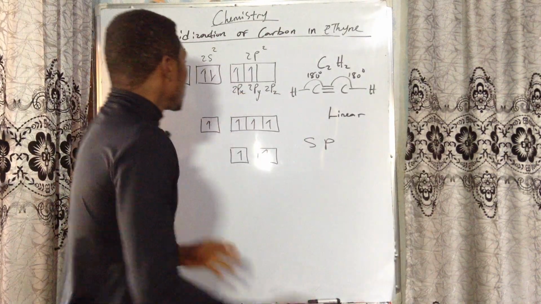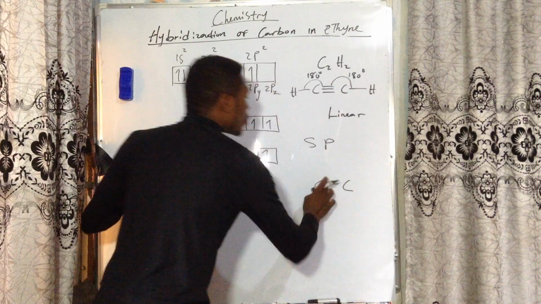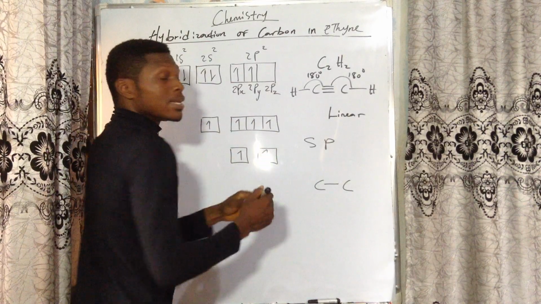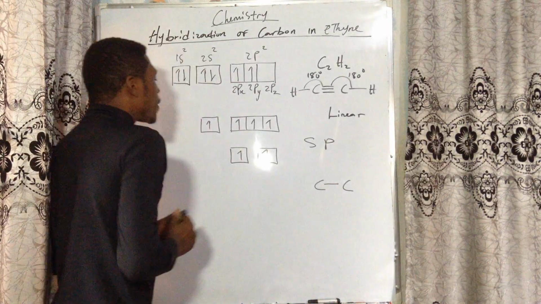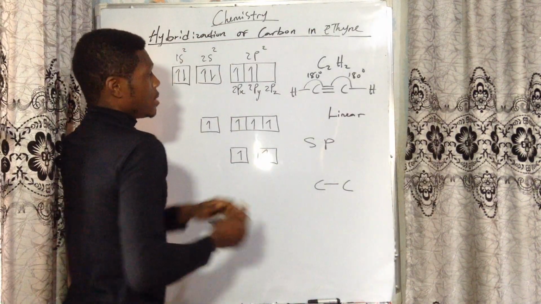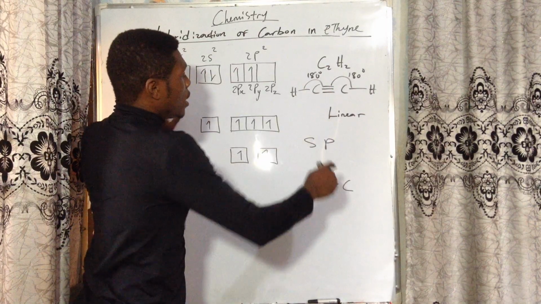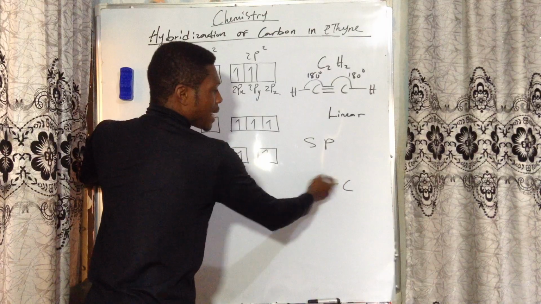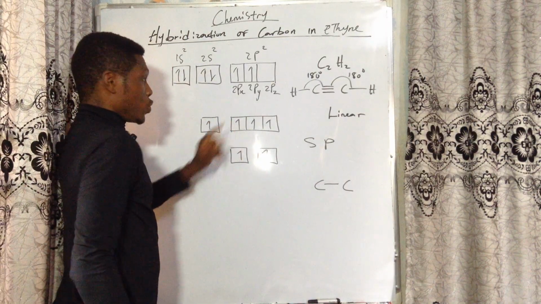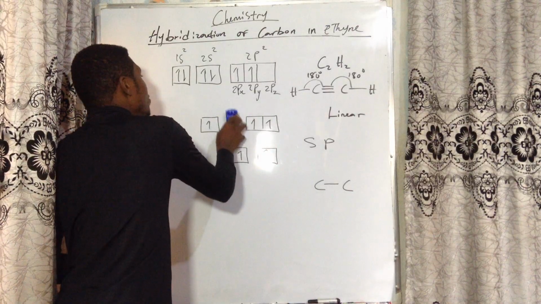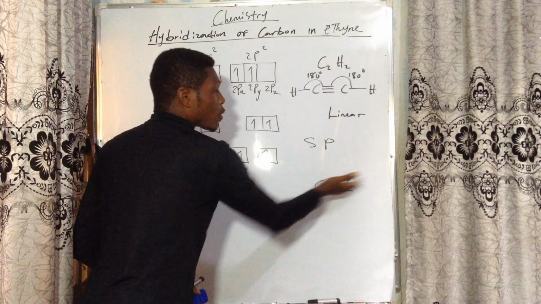Now this carbon will form a sigma bond. This bond leads to what? A sigma bond. Look at the bond here. After forming this sigma bond, remember this is the structure of ethyne, so we need to account for the nature of the two remaining bonds. Only one p orbital is being used, that is px. This lies along the x-axis.